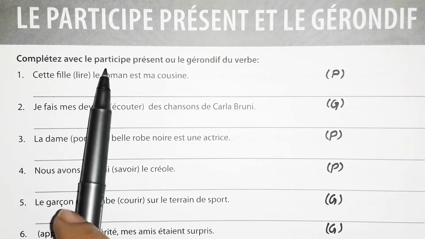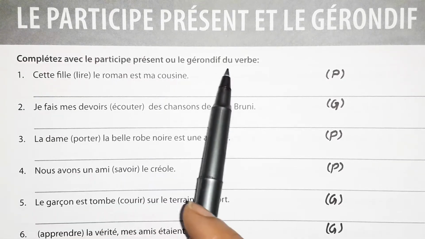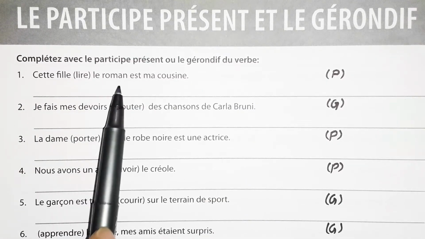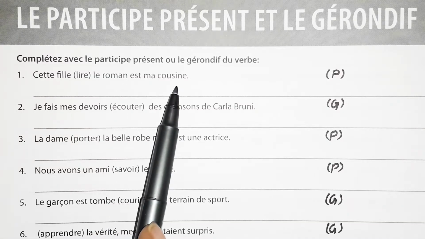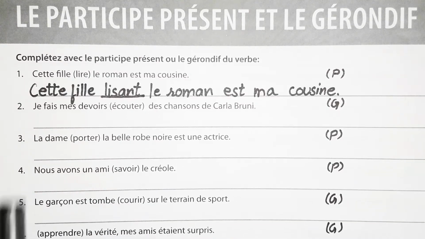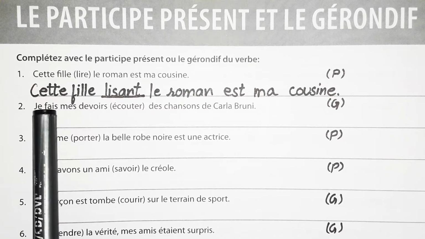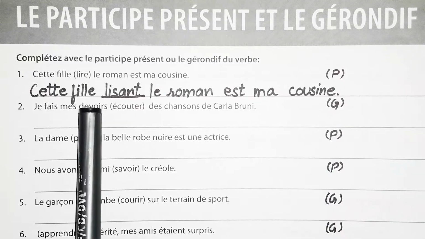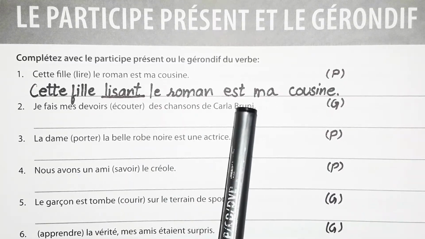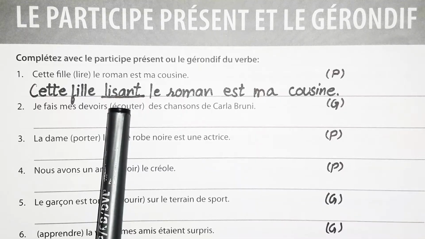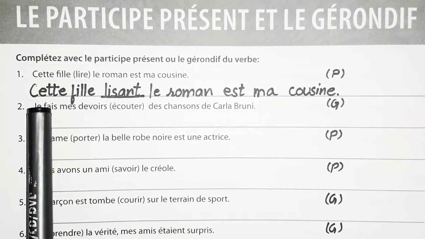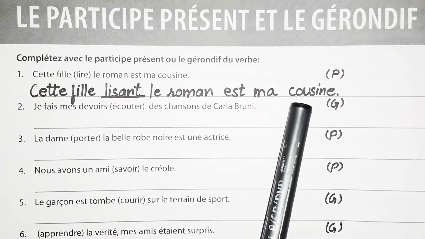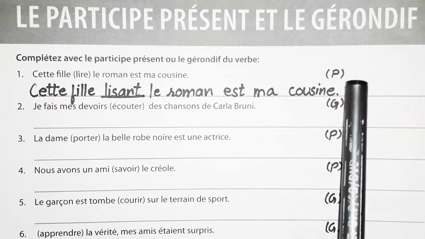Okay, let's make it more clear with some sentences. Complétez avec le participe présent ou le gérondif du verbe. Now the first sentence is cette fille, the verb is lire. Le roman est ma cousine. Let's form the sentence first. Now after changing the sentence it is like cette fille lisant le roman est ma cousine. Now this girl reading the novel is my cousin. In this sentence we have a little description of the girl. Okay, cette fille lisant le roman, the girl reading the novel is my cousin. Okay, so it's a sentence of participe.